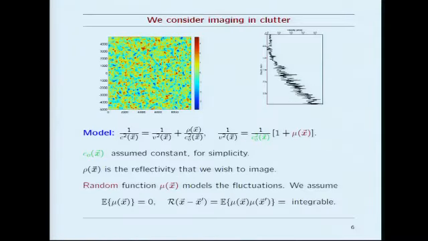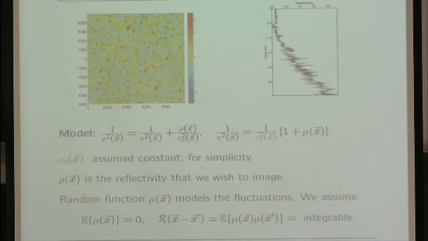Now, as I mentioned in the beginning, we are interested in imaging in inhomogeneous media. So here are two examples of such media. This is a plot of a wave speed profile in the Earth. People make these wells and then measure the wave speed, and this is how it looks. You see it's highly fluctuating.